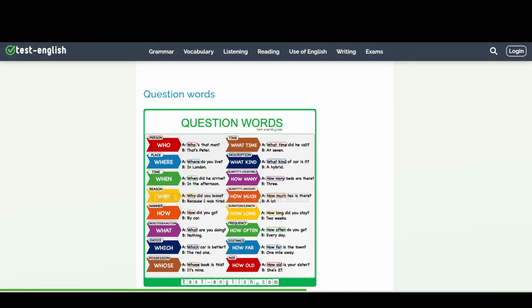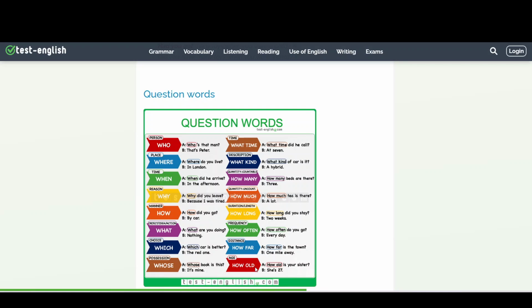There's a lot. To ask about duration of time or length, we use how long. How long did you stay? 2 weeks. To ask about frequency, we use how often. How often do you go? Every day. To ask about distance, we use how far. How far away is the town? It's 1 mile away. And to ask about age, we use how old. How old is your sister?